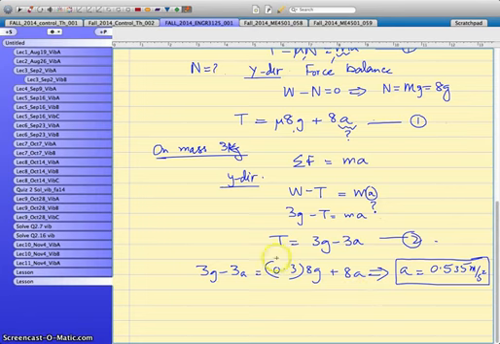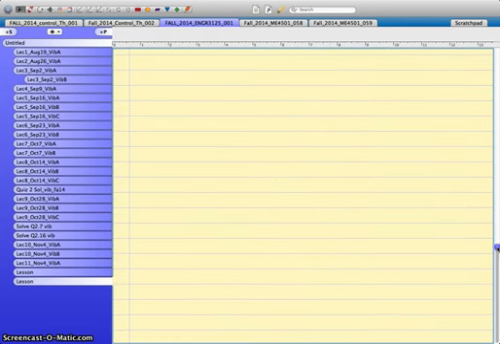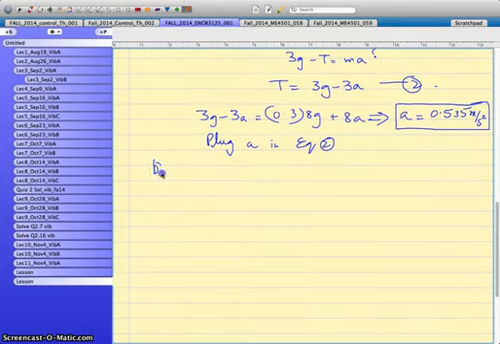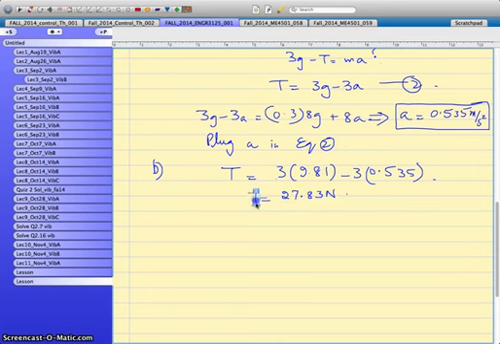And once you know that value of a, you can plug it in either equation. Let's plug into equation 2. So the tension, the B part, find out the tension in the string: 3 times 9.81 minus 3 times 0.535. So what do you get? If you solve for this, you should get about 27.83 newtons. Do you get the same answer?